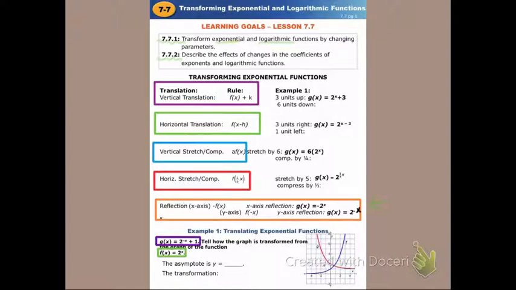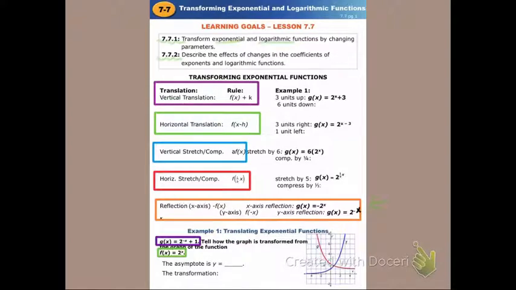Example 1 shows a graph of two functions, f of x and g of x. And we're told that g of x's equation is 2 to the negative x plus 1. And the question asks us to tell how the graph is transformed from the graph of the function 2 to the x. So f of x, the blue graph here, is 2 to the x power.